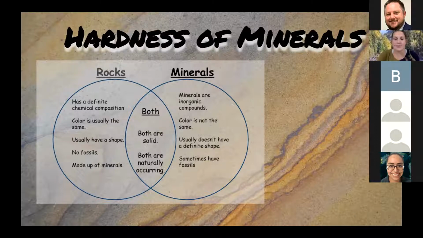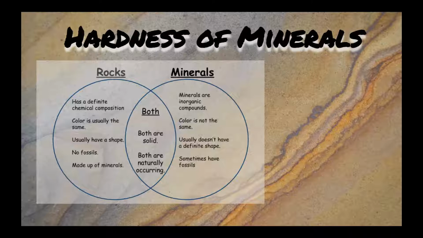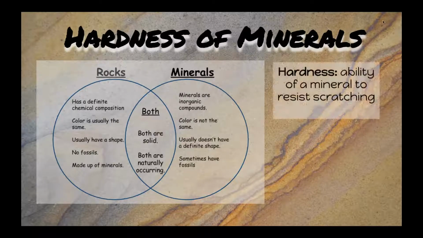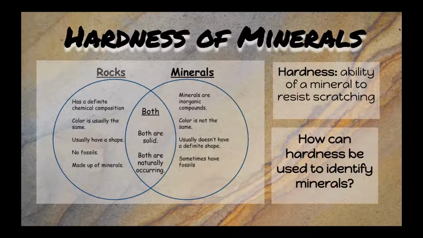Minerals, on the other hand, are inorganic compounds. The colors are not the same. They usually don't have a definite shape, and they sometimes have fossils. Now, both are solid and both are naturally occurring. All right, but today we are focusing on the hardness of minerals. So the definition that we are going to use for hardness is the ability of a mineral to resist scratching. So our question today is, how can hardness be used to identify minerals?